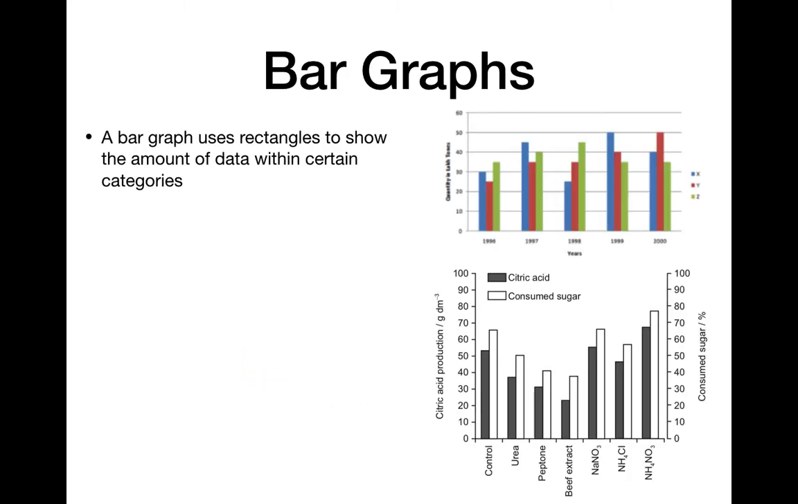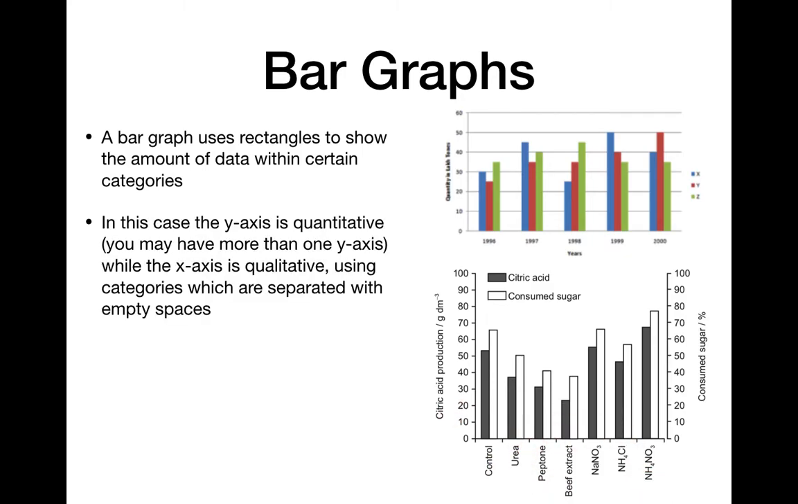Okay, bar graphs. We use rectangles to show the amount of data within a certain category. So this is the case where you have a number on one part and a category on the other. Okay, so the y-axis is quantitative and the x-axis is qualitative, so it's using words, not a number value. And we separate them by empty spaces because they're separate things. Okay, in a histogram we connect them because it's frequencies. Here we leave a space because they're separate things.